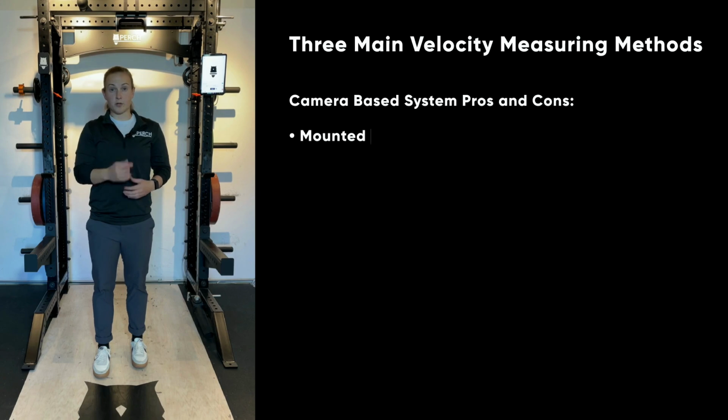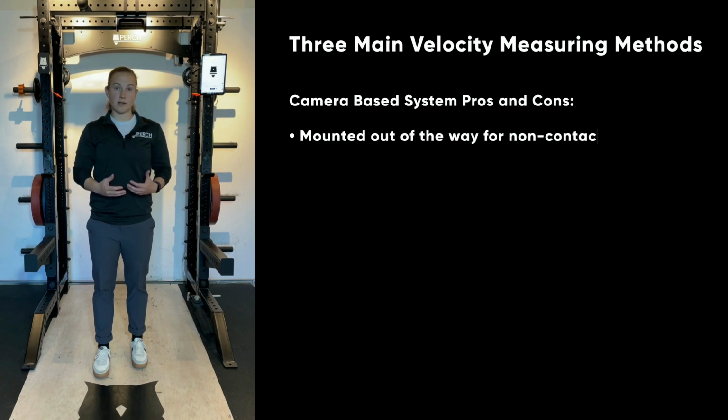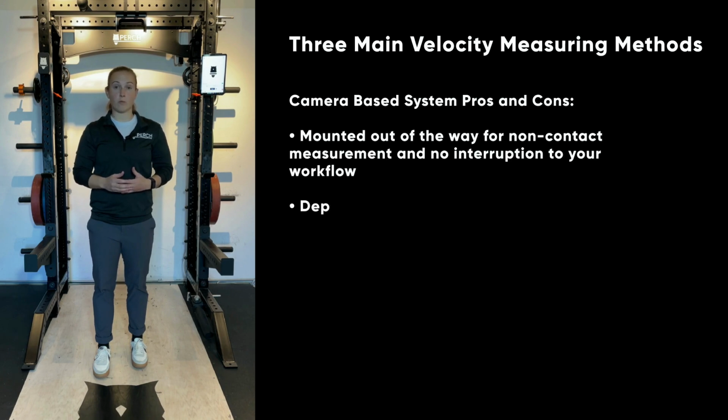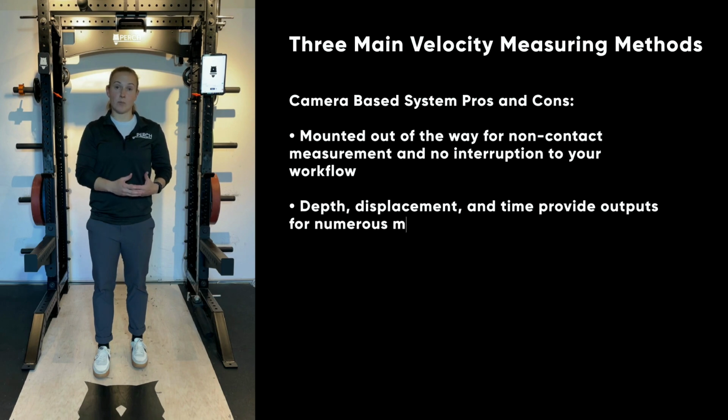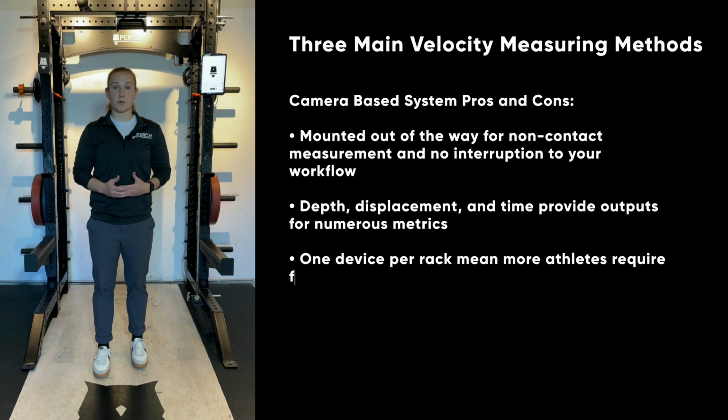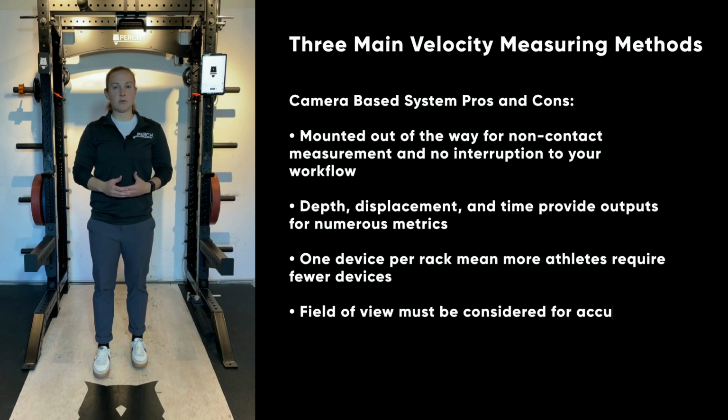Camera-based systems, like Perch, are mounted up and out of the way on a weight rack to passively collect and output data without any interruption to your weight room workflow. Depth, displacement, and time measurements provide velocity outputs, power outputs, eccentric metrics, and many more. One device per rack means more athletes can use fewer devices. The field of view must be considered because if you're not in the frame of the device, it will not be able to measure your movement accurately.